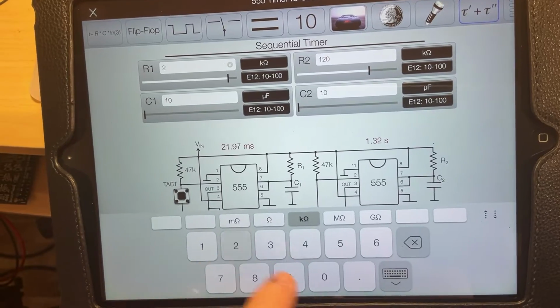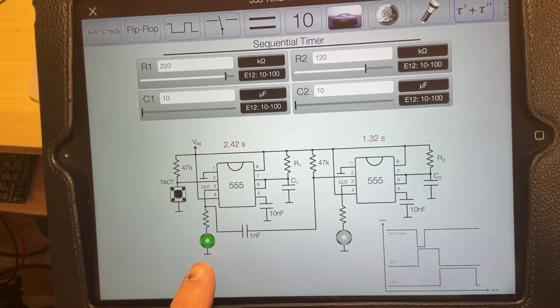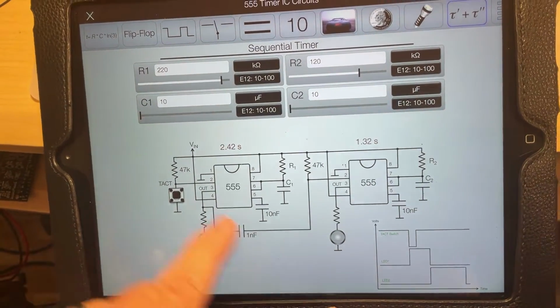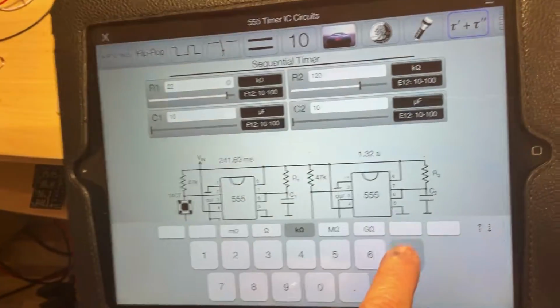I'm going to make it 220 kilo ohms. So when I do and I press it, it's going to last much shorter than before. And this is going to be about twice shorter. I want to make them equal. It's no big deal. I can do this.